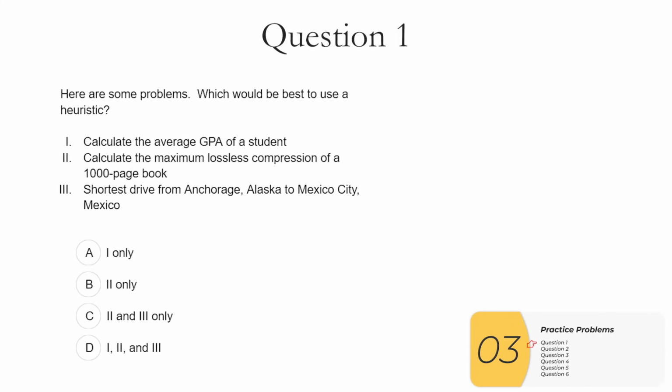Here are some practice questions. Number 1, here are some problems. Which would be yes to use a heuristic? 1, calculate the average GPA of a student. No, we're not going to use a heuristic here. Here it's very straightforward to calculate the GPA, so this is not it.